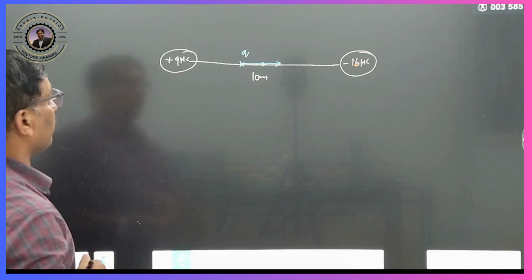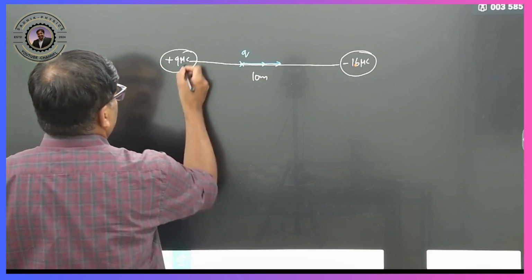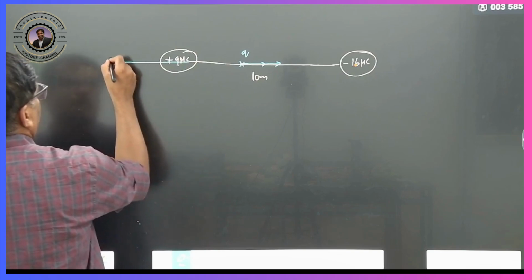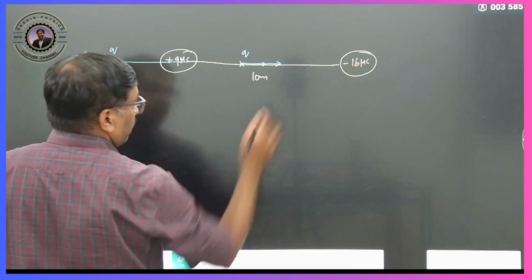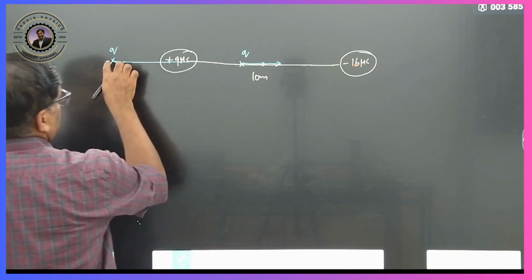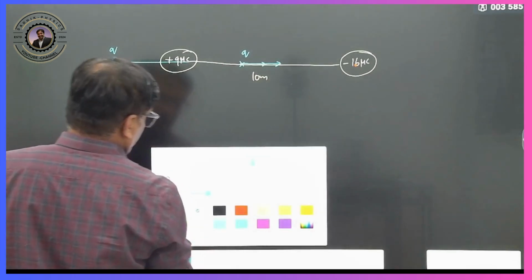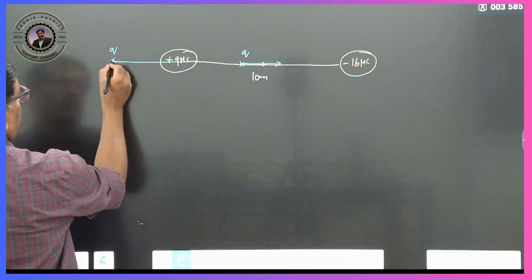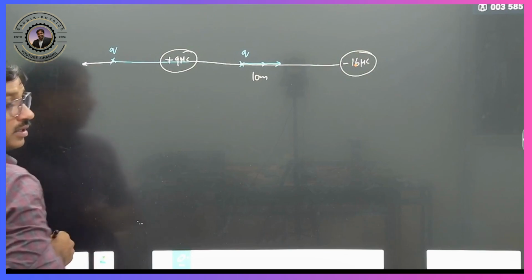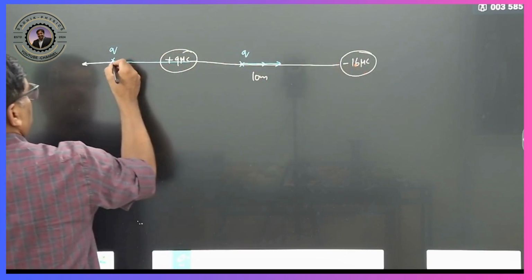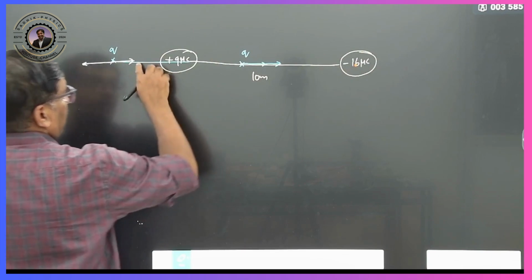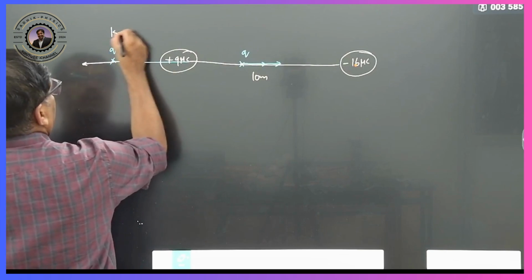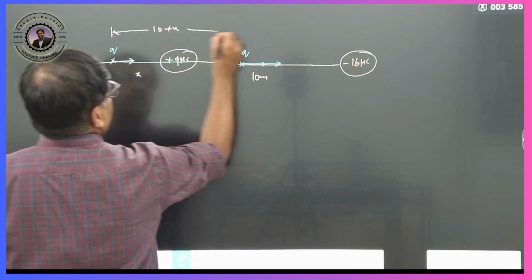Clear? Therefore now what will we do? There is a chance here, so you can take it now. Why is this charge low? The charge around this one is very high, no? Here the charges are possible. Why? You can take it as plus 9 microcoulomb, therefore it is going to repel onto this. This one is minus, therefore this is going to attract here. So this is your x distance, and this distance is nothing but 10 plus x.